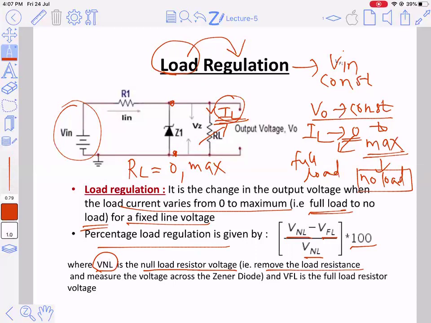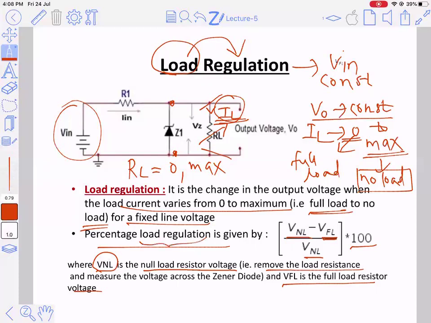What is full load voltage? Full load means you're going to make the RL maximum. You'll keep RL as it is and you're going to measure the voltage across RL, right? So this is going to give you percentage load regulation, same as line regulation.